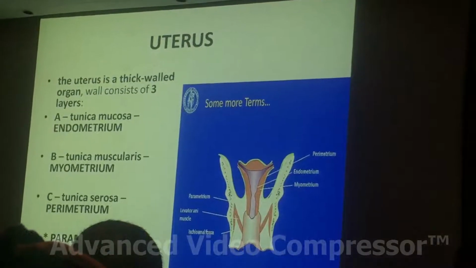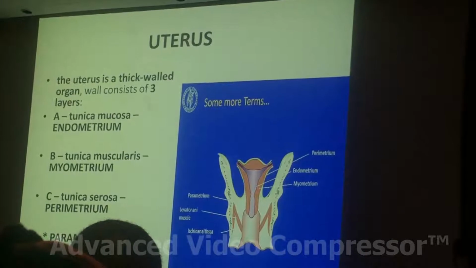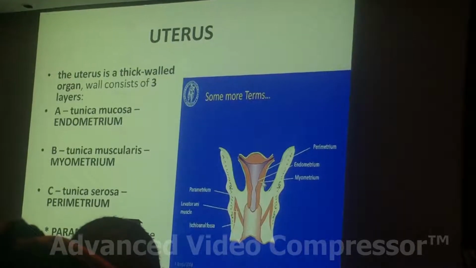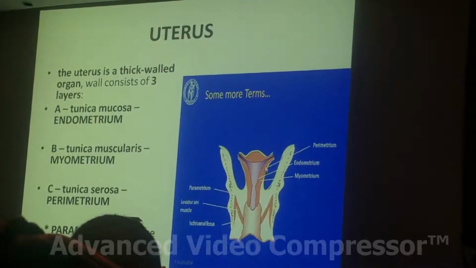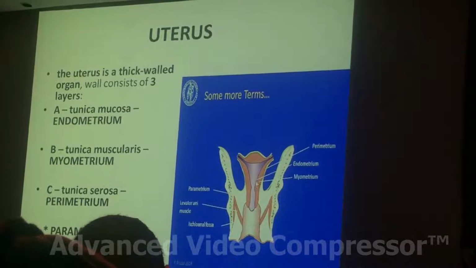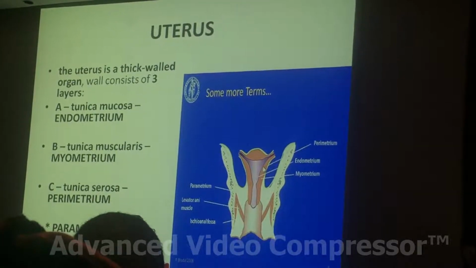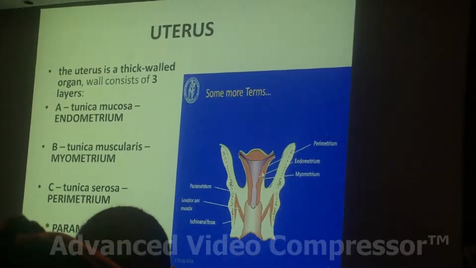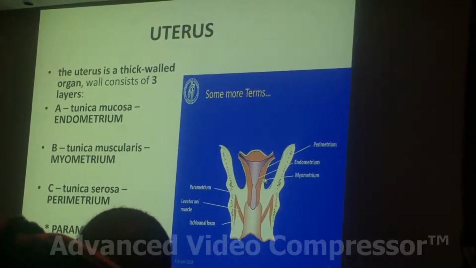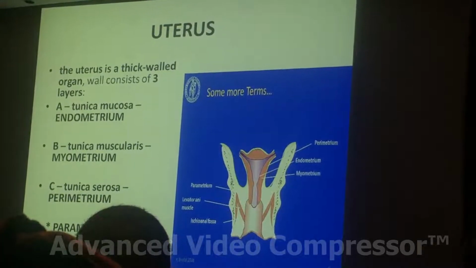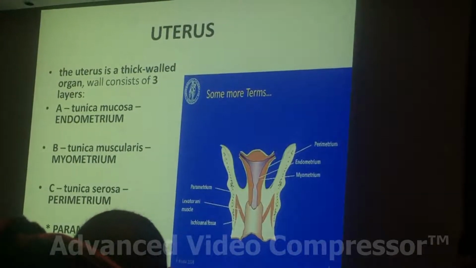Right. Let's go to the uterus. Anatomically, you know the parts: fundus, body, and the cervix. Histologically, the wall of the uterus is divided into three coats, three tunics. The endometrium, which represents the mucosa, with epithelium and lamina propria. The myometrium, which represents the muscularis, and the outer perimetrium, which represents the serosa. Most of the uterus is within the peritoneal cavity.